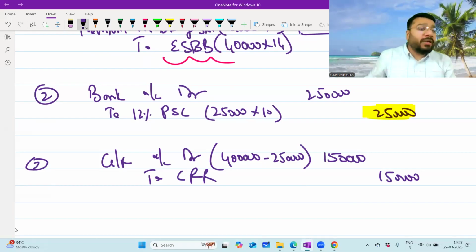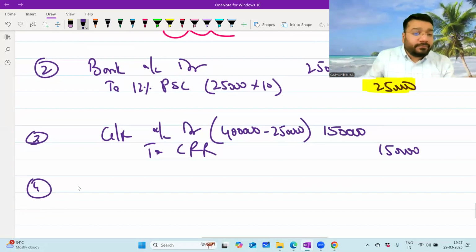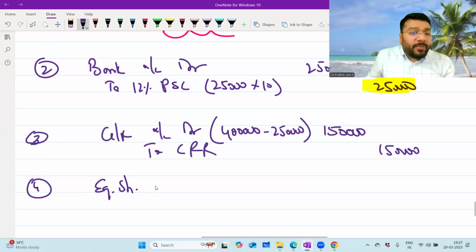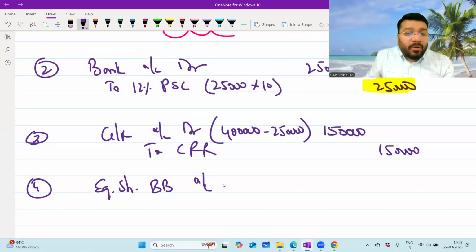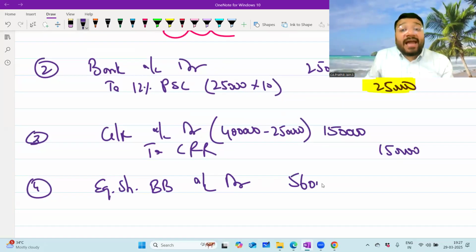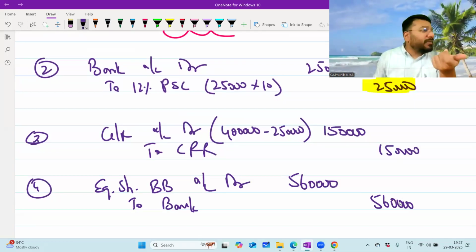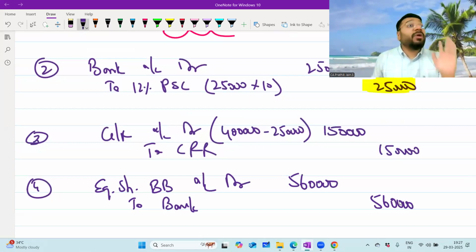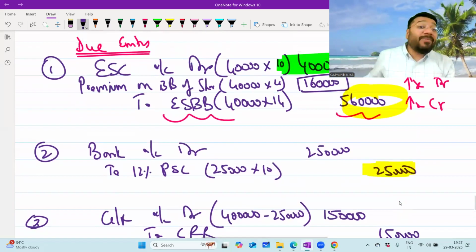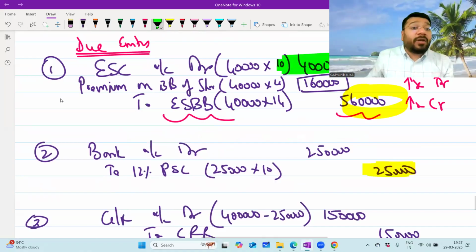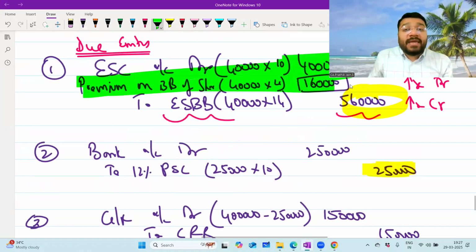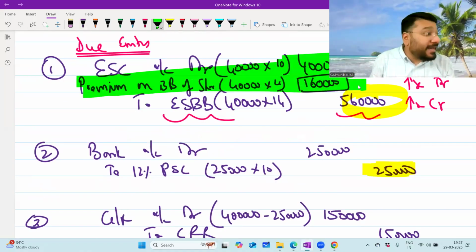Now can I go and do the repayment? Yes. So what is the fourth entry? Equity share buyback account debit, how much? 5,60,000 to bank, 5,60,000. So when the premium came, a little bit of complication happened. Now with this you cannot stop. Premium is what? Loss, a nominal account, and all the nominal accounts at the end of the year should be closed by passing a closing entry.